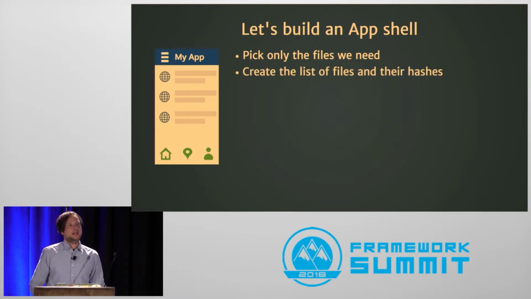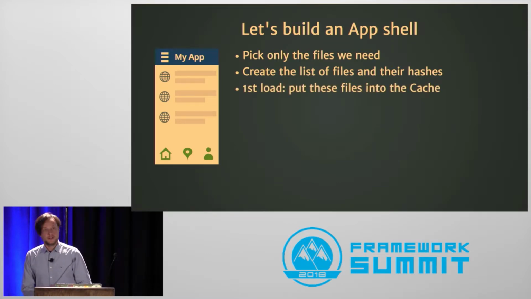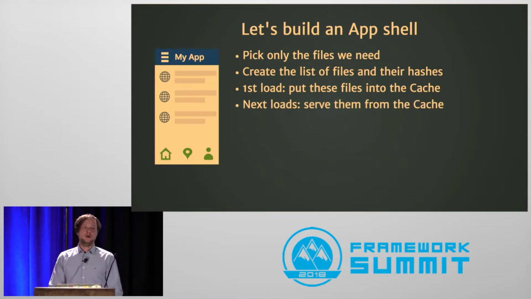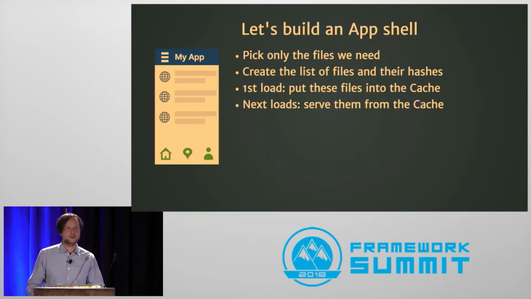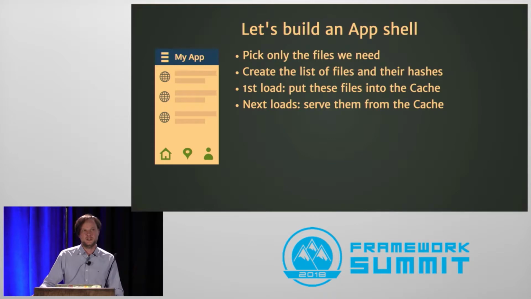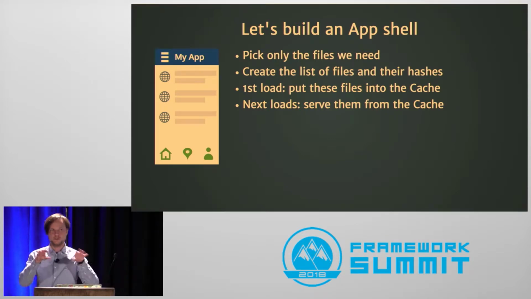Next, we would like to not just have the list of these files, but also their hashes. We'll need this a bit later to maintain the versioning. On the first load, we take these files in our service worker code and want to put them into cache. This is our plan. On all next loads, we ask the service worker to serve these files from this cache. Don't be confused, this is not HTTP cache.